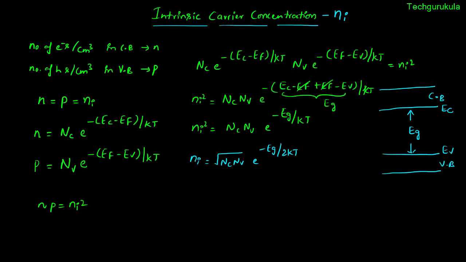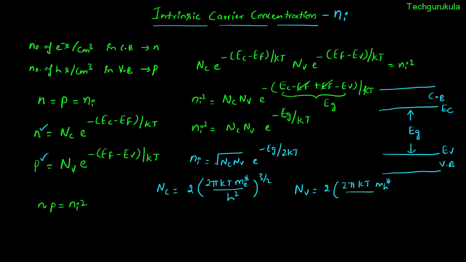While deriving the expressions for N and P, we found out the values of Nc and Nv as well. So we know Nc is given by 2 times 2 pi Kt times the effective mass of electron over h square, whole power 3 by 2. And we also know Nv is given by 2 times 2 pi Kt times m h star, which is the effective mass of hole, over h square, whole power 3 by 2.